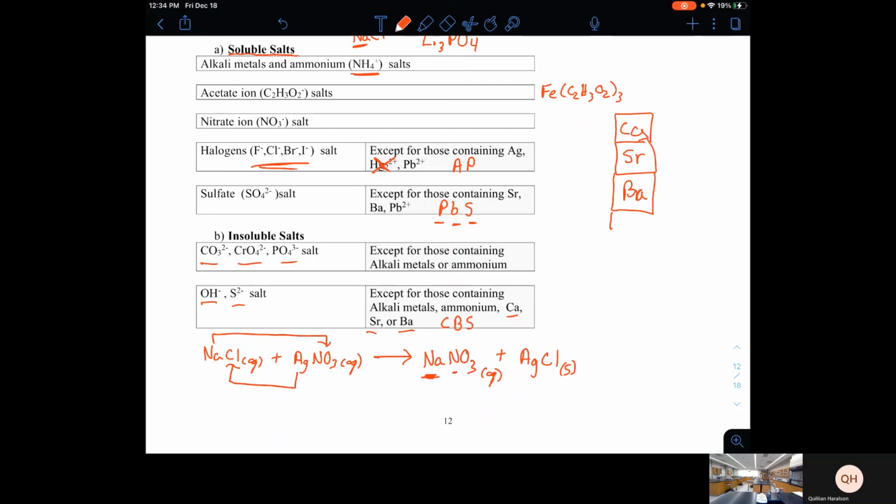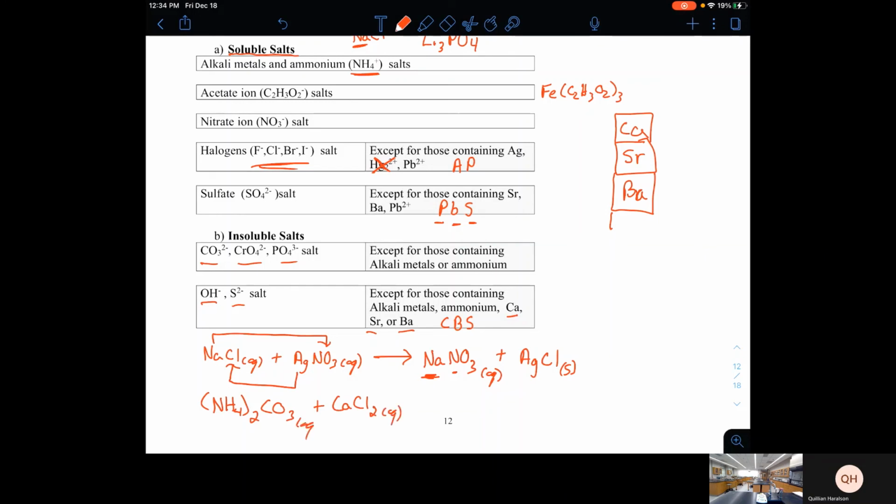Look at another example. Maybe we have something such as this reaction here. Let's go with ammonium carbonate reacting with calcium chloride.